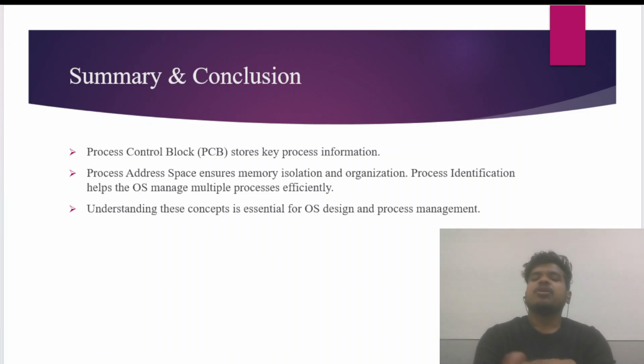Now moving further, we will look at the summary and conclusion. So far we have learned about the process control block. It stores process details like state, memory, and IO info. Then we have the process address space. It is divided into text, data, heap, and stack sections. Then we have process identification. It uses process IDs, parent process IDs, UIDs, and priority level to track the current process. Understanding these concepts helps us see how an operating system efficiently manages processes.